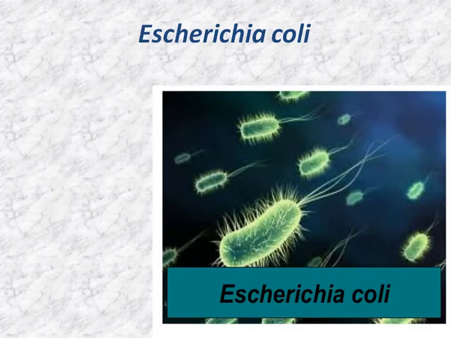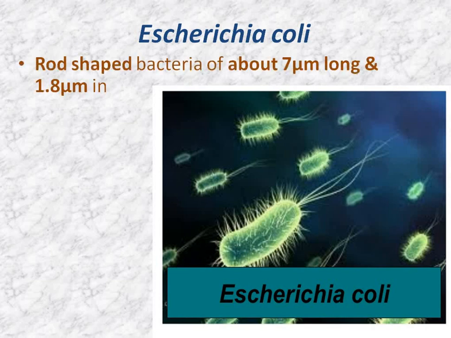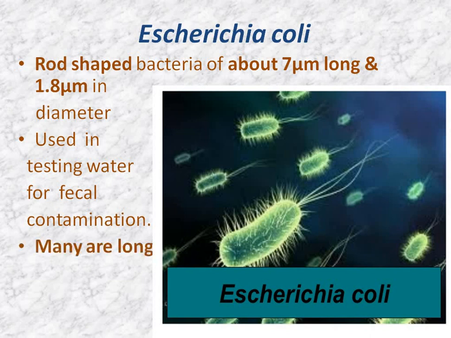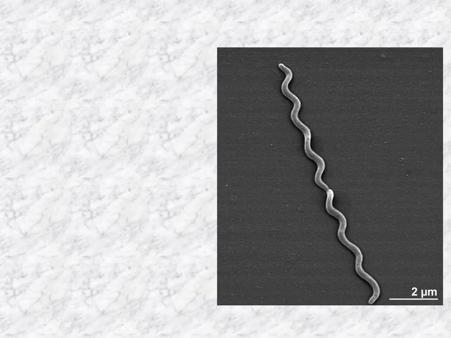Then Escherichia coli is a bacterium, generally called E. coli. They are rod-shaped, about 7 micrometers long and 1.8 micrometers in diameter. They are also used to test water for fecal contamination, because they are present in the feces of some organisms infected by E. coli. They are long compared to their width.